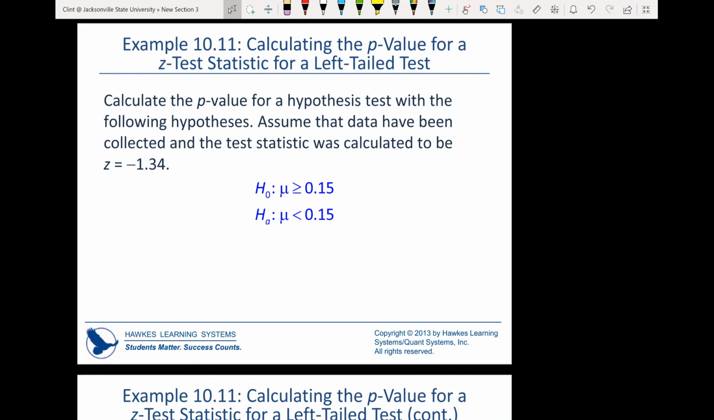This says calculate the p-value, assuming the data have been collected and the test statistic was calculated to be negative 1.34. This one just gives us the test statistic. That number would have come from that formula we saw a minute ago, and it's what we got out of our calculator, negative 1.34, our test statistic from our sample data. Now the other thing we need to know is whether this is a left-tailed, right-tailed, or two-tailed test. So we look in the alternative hypothesis. We have a less than symbol, so this is a left-tailed test.